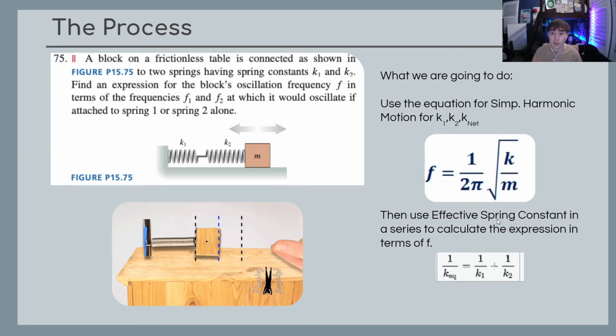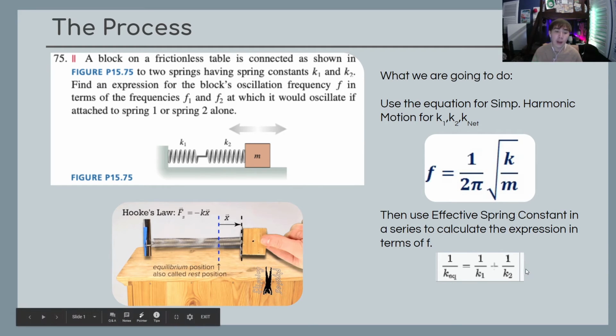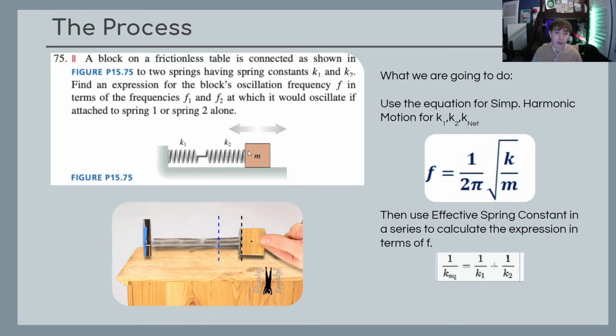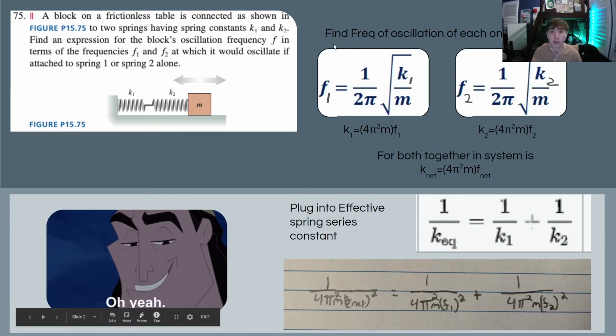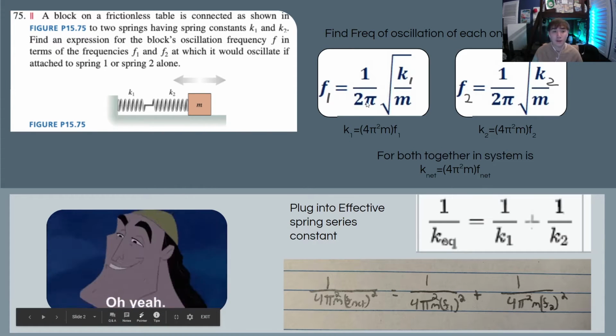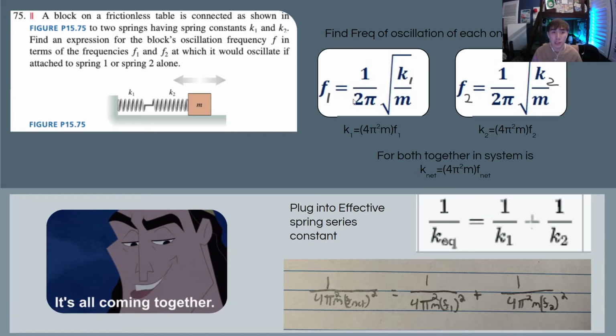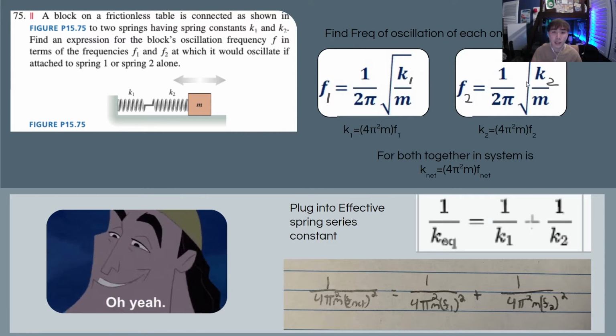And the reason why we're using the spring constant of a series is because this allows us to calculate when there's two different spring areas right here. That's why we have K1 and K2, and there could even be K3 or K4 if there are more sections on the figure. So the first thing we're going to do is find the frequency of oscillation for each one alone. So we have the frequency of oscillation F1 for K1 and F2 with K2.